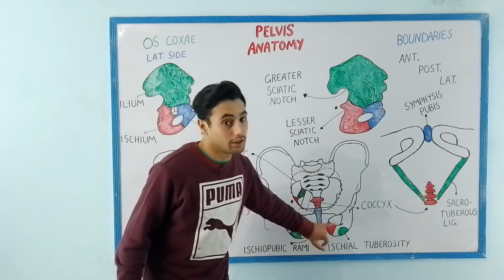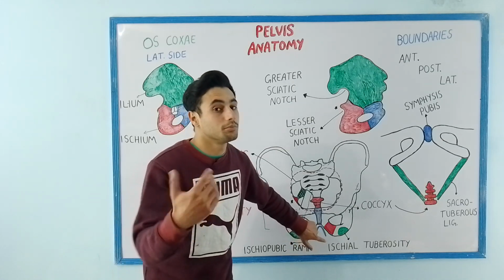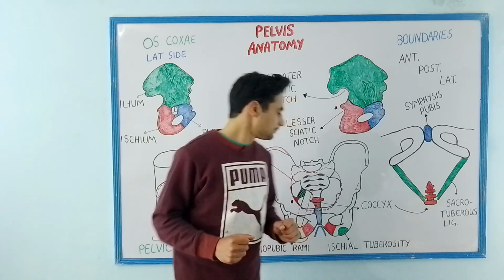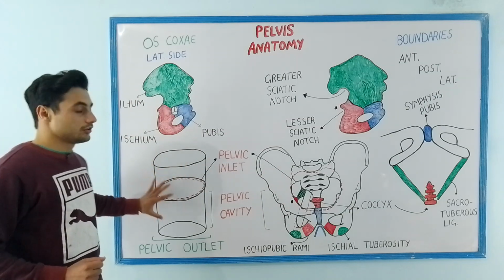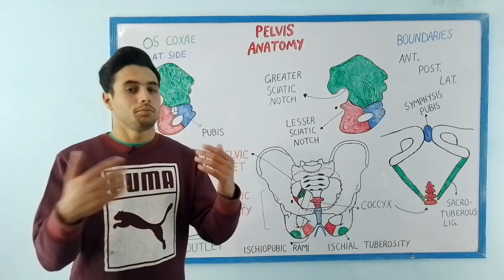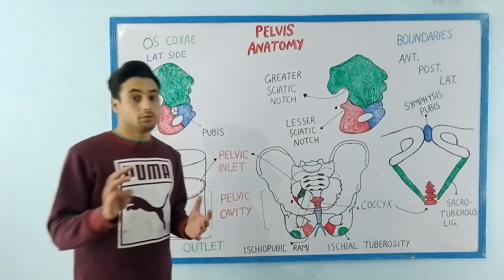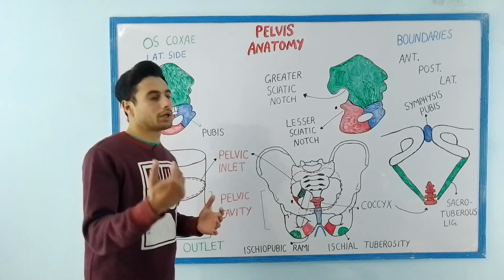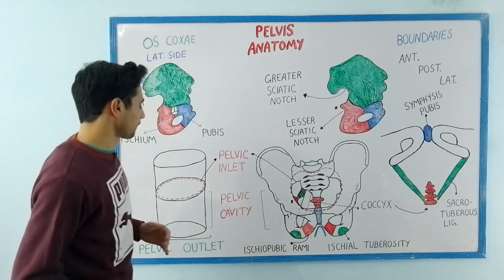Now these two rami will form an arc-like structure which is known as the pubic arch, and it is on the anterior side. Now let us compare this diagram with this cylindrical structure in order to understand the pelvic inlet, pelvic cavity, and the pelvic outlet. We know that in both sexes, in males as well as in females, we have the pelvic inlet, pelvic outlet, and the pelvic cavity.